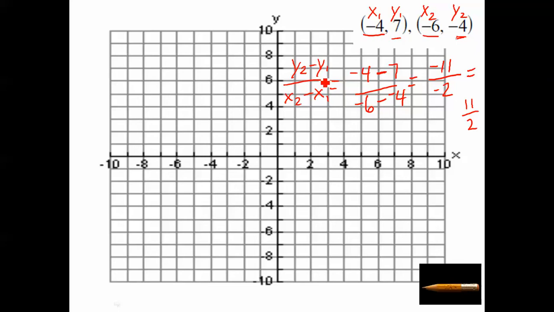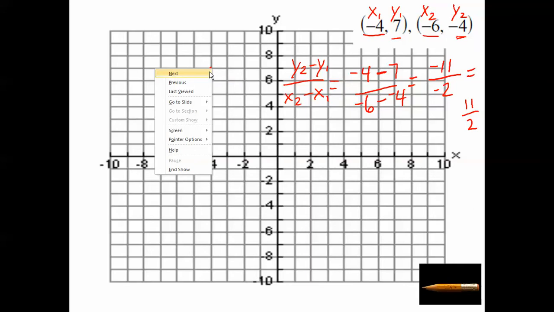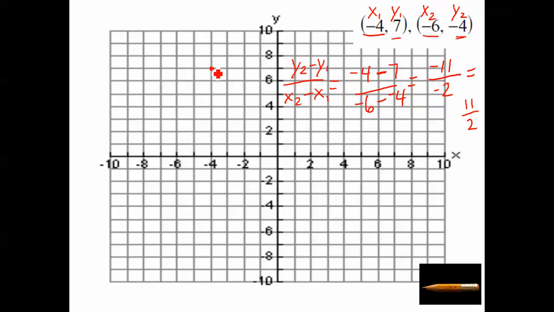We can also plot these points. Here's negative 4, here's 7, so negative 4, 7. There's a point. And then we have negative 6, negative 4. Here's another point. So now to do it by the graphing method, I'm going to do rise over run. Remember, rise is up or down. Run is left or right. These are positive, these are negative. So I basically have a line drawn through here.